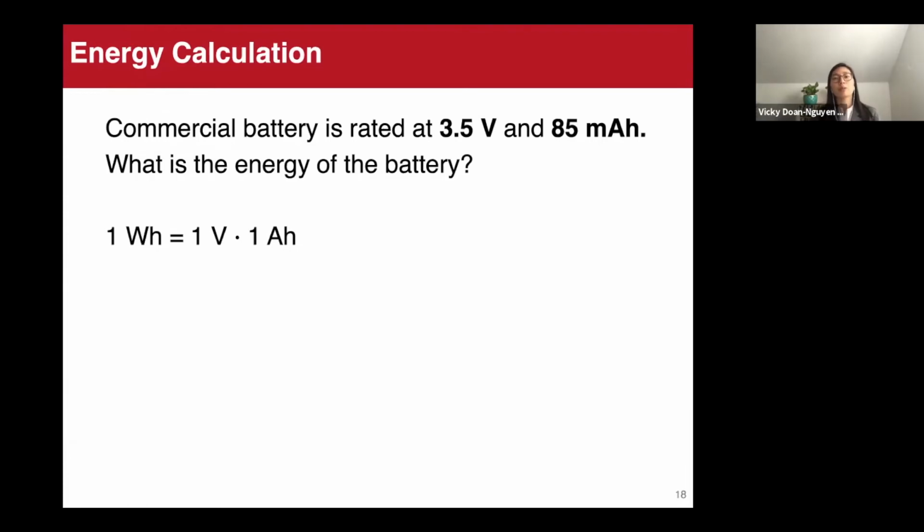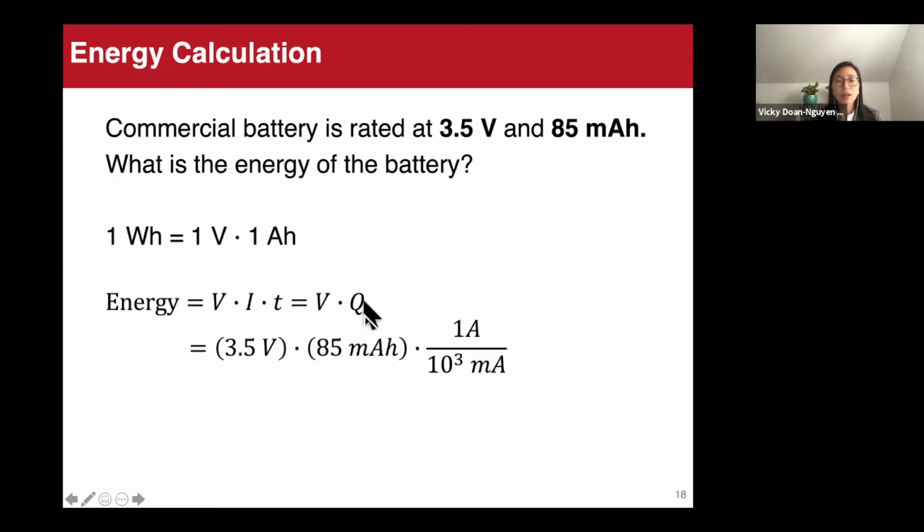So let's go through some calculations. Here, let's say you have a commercial battery that's rated at 3.5 volts and 85 milliamp hour. What are you supposed to do with this? Well, first you can calculate the energy of the battery. We mentioned that 1 watt hour is a volt times 1 amp hour. So here we have the volt and amp hour, but in milliamp hour. And so we can calculate the energy by multiplying the volts by the capacity here. So that's 3.5 volts times 85 milliamp hour.